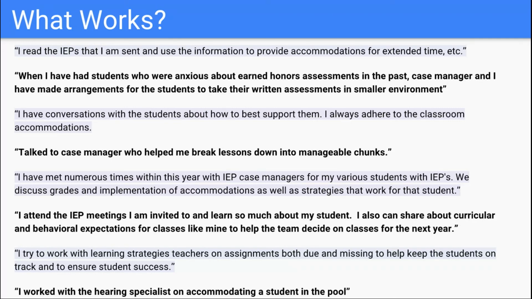I've talked to the case manager who helped me break lessons down into manageable chunks. I attend the IEP meetings I am invited to and learn so much about my student. I can also share about curricular and behavioral expectations for classes like mine to help the team decide on classes for the next year. And I try to work with learning strategies teachers on assignments, both due and missing, to help keep the students on track and to ensure student success.